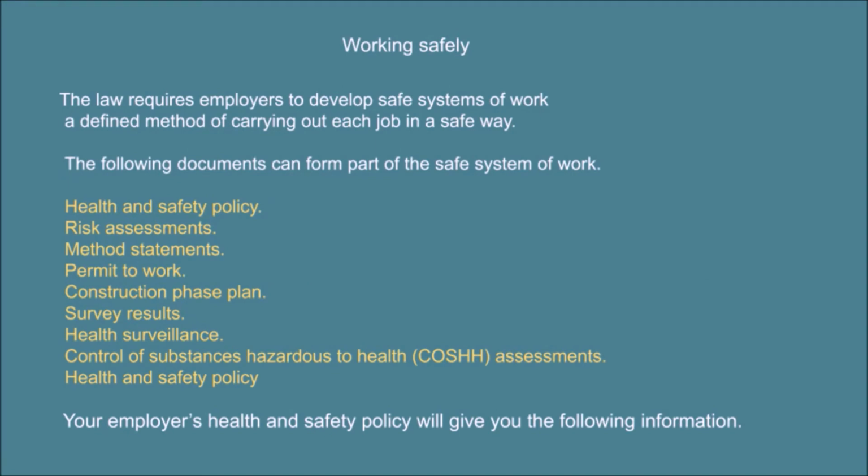Working safely. The law requires employers to develop safe systems of work, a defined method of carrying out each job in a safe way. The following documents can form part of the safe system of work. Health and Safety Policy. Risk Assessments. Method Statements. Permit to Work. Construction Phase Plan. Survey Results. Health Surveillance. Control of Substances Hazardous to Health, COSHH, Assessments.